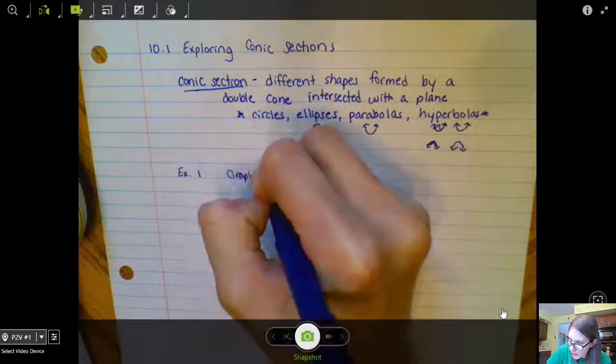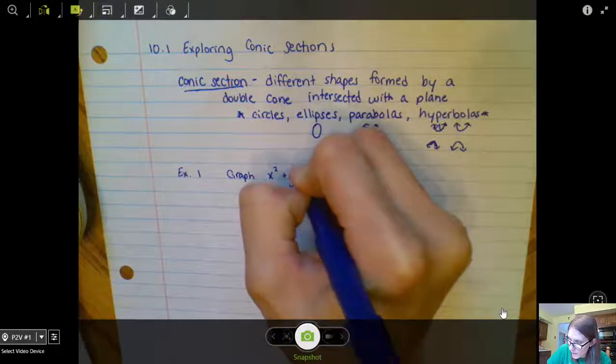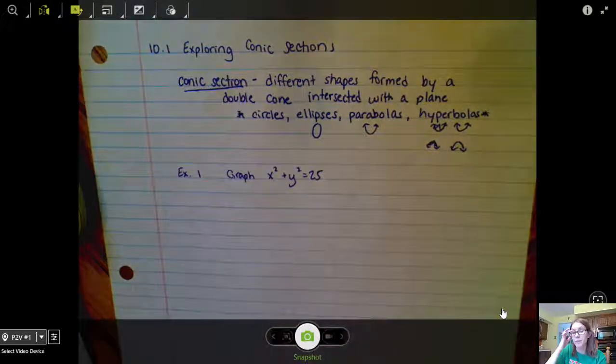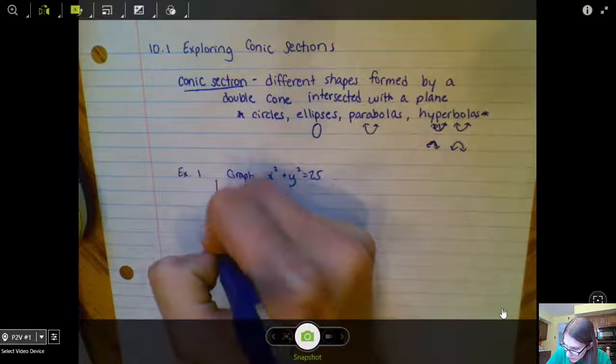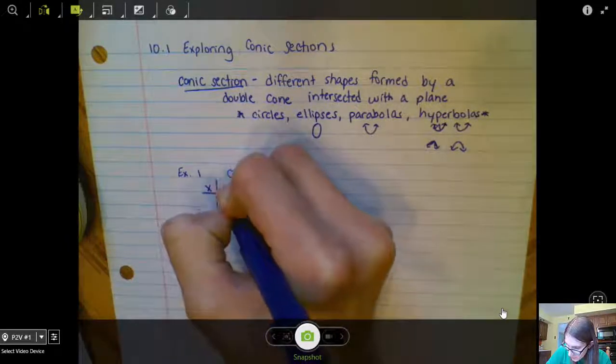And I'm just going to do one of each type here. Graph x squared plus y squared equals 25. Well, just looking at this equation, maybe we don't really know what this looks like, and that's okay. It's one of our conic sections. We know what an equation looks like for a parabola. Parabola is like y equals x squared. So this one's not a parabola, but between circles, ellipses, and hyperbolas, we don't really know what each equation looks like. If we don't know what something looks like, how could we graph it? Well, we can make a table of values. And that's what I'm going to do here. Let's make a table of values.